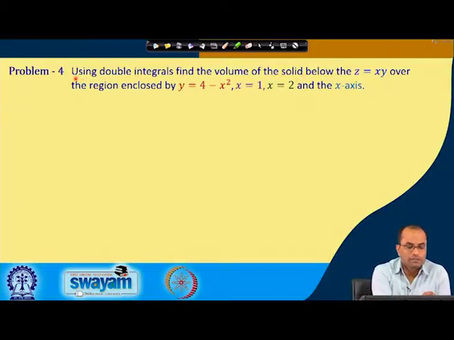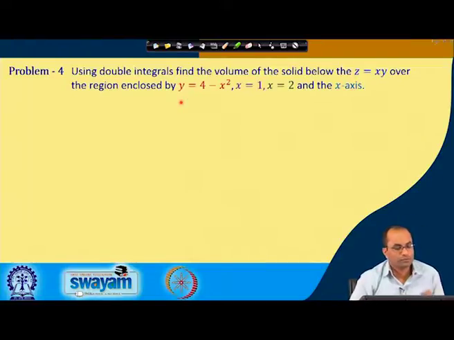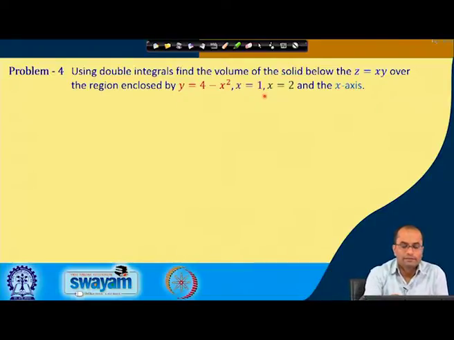So, here using double integrals, we want to find the volume of the solid below z equals xy. So, we have this surface z equals xy over this region, which is enclosed by the parabola y equals 4 minus x squared, and x equals 1 and x equals 2. So, these are the 3 curves, and the fourth one is the x axis.